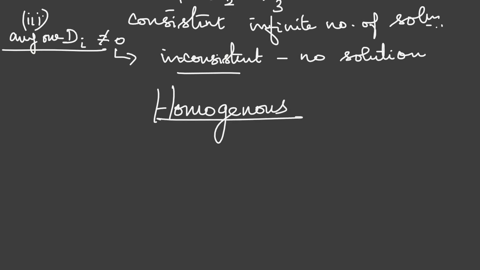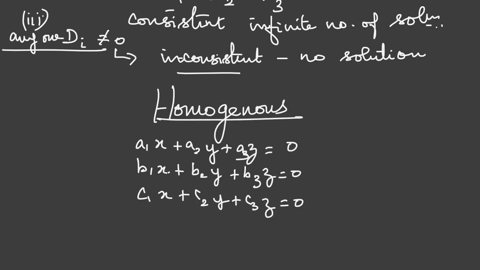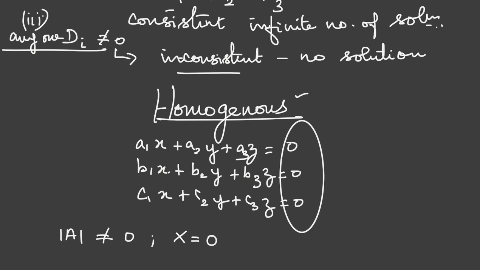Homogeneous equations, what are homogeneous equations? A1x, all the constants are 0 here. Then we say the system of equations is homogeneous. For homogeneous, if determinant of A is not equal to 0, then x, y, z are all 0. The capital X matrix, that is the variable matrix, is equal to 0. We say the system of equations has a trivial solution.